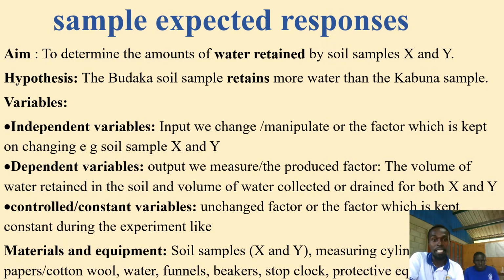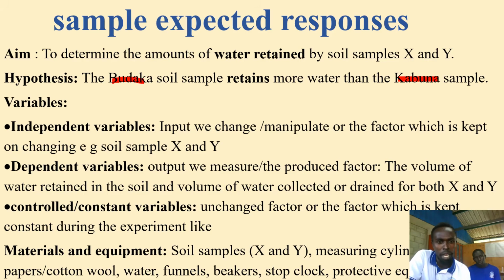We want to give the sample expected response. And I'm very intentional on soil water retention. Using samples, for me, I've made samples X and Y. I've extracted samples X and Y, and one sample is coming from Budaka. Then another sample is coming from Chibuku, Kabuna. That's according to me. I'm pretending to be the writer, pretending to be the facilitator, pretending to be the scholar. So here I am. My samples in terms of soil, I'm considering the aim.